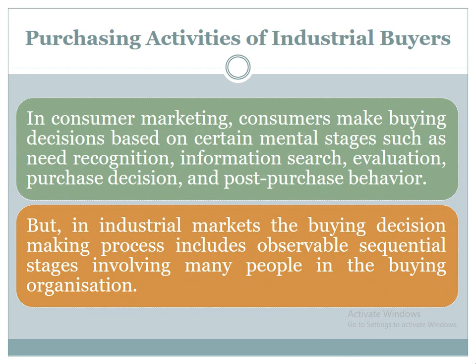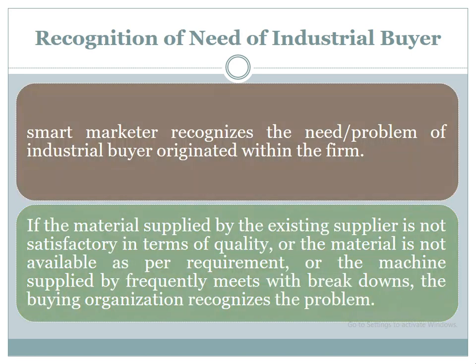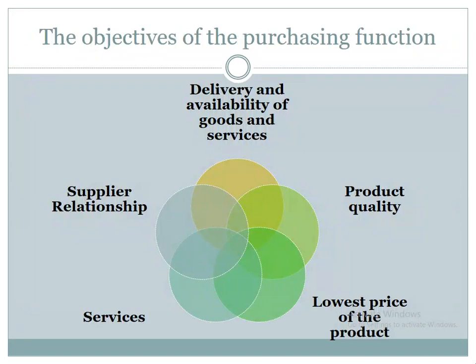So in consumer marketing, we have seen that consumers make buying decisions based on certain mental stages such as need recognition, then information search, then evaluation of various alternatives, purchase decision, and post-purchase decision. But in industrial markets, the buying behavior decision-making process includes observable sequential stages involving many people in the buying organization. So, before that, we will try to learn each and every aspect of this objective in detail.